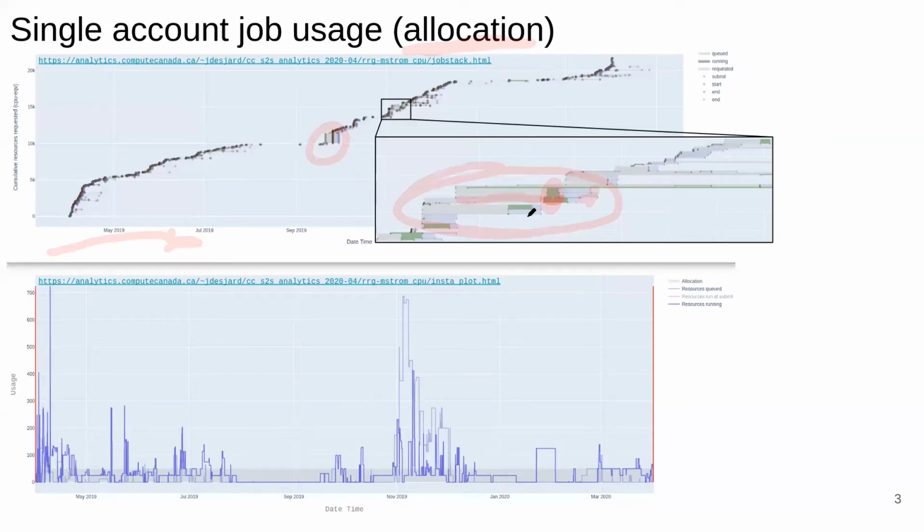The other thing that we can do, though, is because all of those jobs have a known wait time through the job records, we can actually measure how many resources an account has waiting by stacking up all of the jobs that had a submit time in the past and a start time in the future, and then summing up the amount of resources that were in each of those jobs.